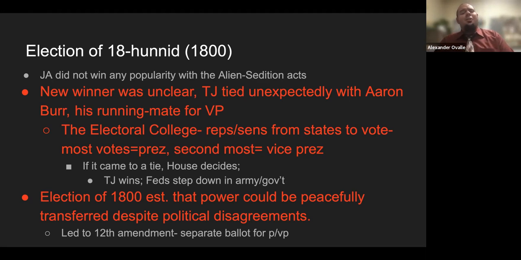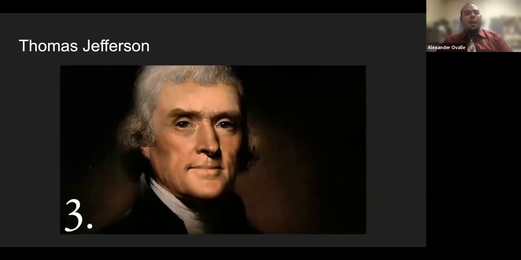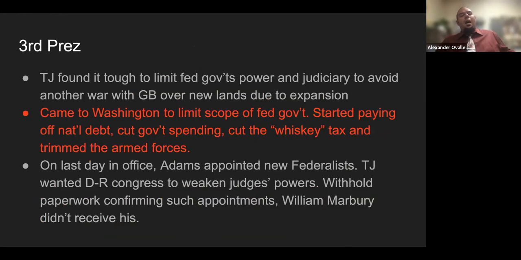Anyways, this is going to lead to the 12th Amendment, the separate ballot for both the president and the vice president. As for Thomas Jefferson, he found it tough to limit the federal government's power and judiciary to avoid another war with Great Britain over new lands due to this continued expansion.